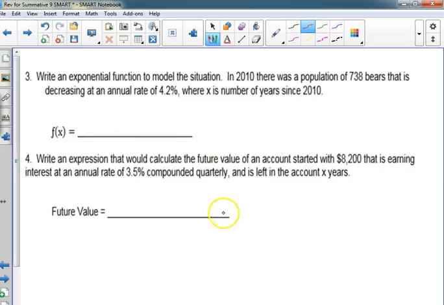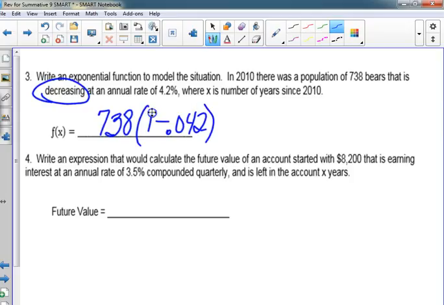Can I talk about 3 and 4 just because I'm worried? Because you're supposed to leave an X in these. Do you see that? Did anybody do this, their homework? 738 bears decreasing in annual rate 4.2%, where X is the number of years since 2010. And you could simplify in the parentheses, but you don't need to.